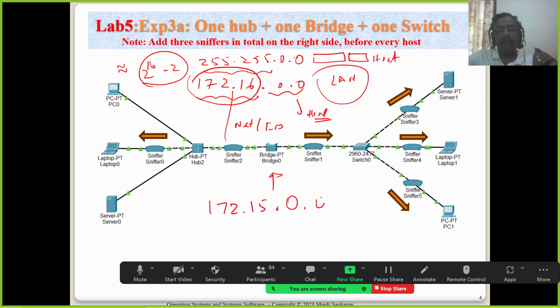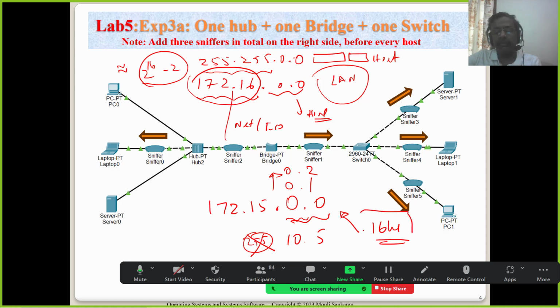Now I may have a host with 0.1, 0.2 or 10.5 or 100.2. Always remember the numbers cannot be more than 255 in each of the fields, and 255 cannot be used as a host ID because that is a broadcast address. So the number of bits you reserve for host is 16 bits. Anyway, we'll come into the details after the midterm, so I am not going to explain further.